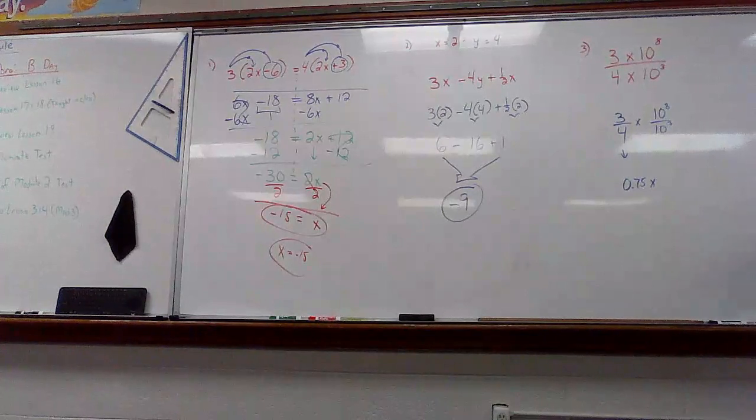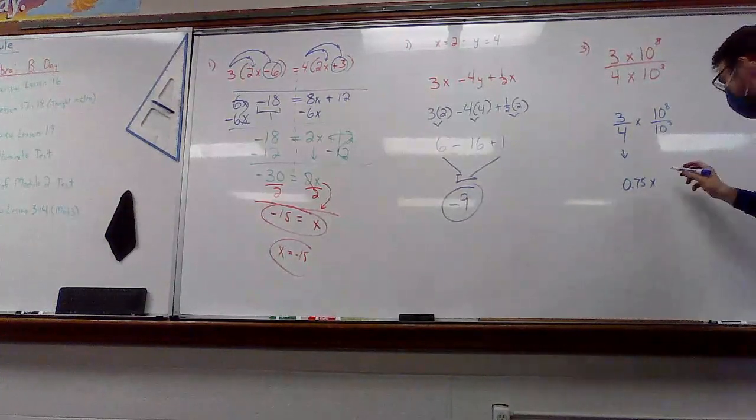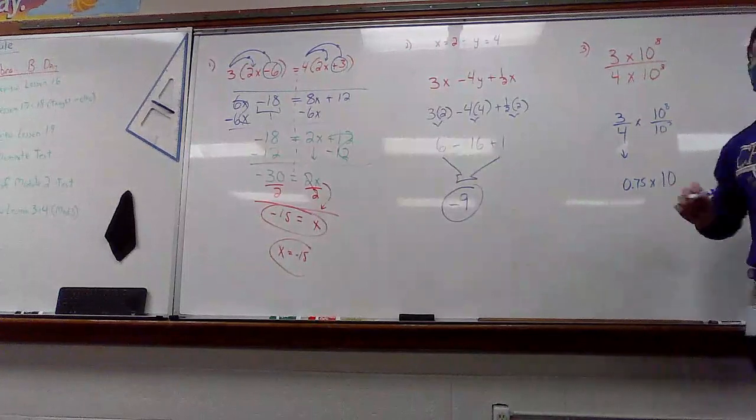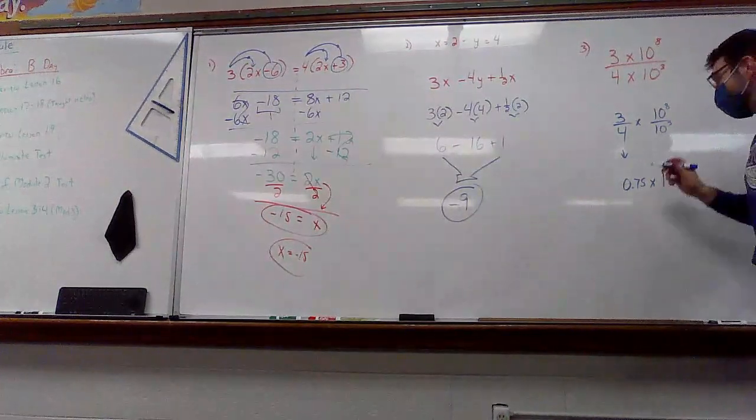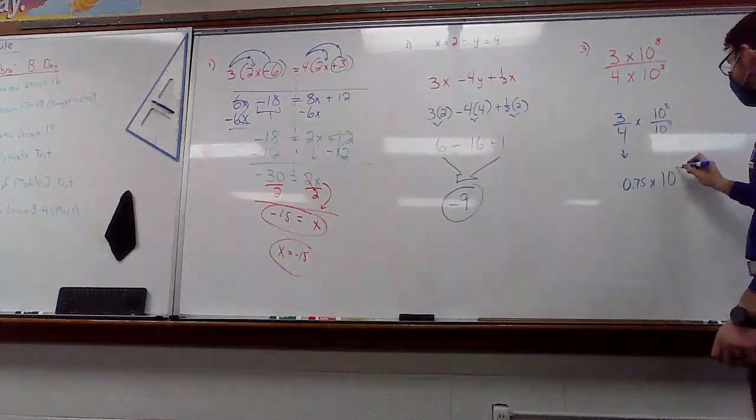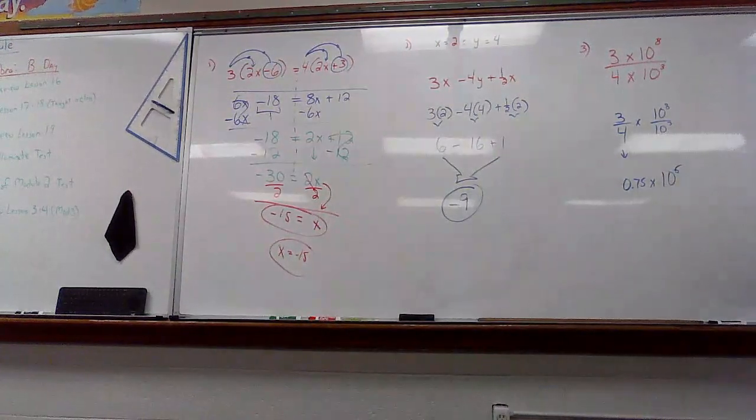Go ahead, Emma. We keep the bases and subtract the exponents. We keep the base and add the exponents. Charlie, I think you're both equally smart, just so you know. So we keep the base, we subtract the exponents. 8 minus 3 is 5.